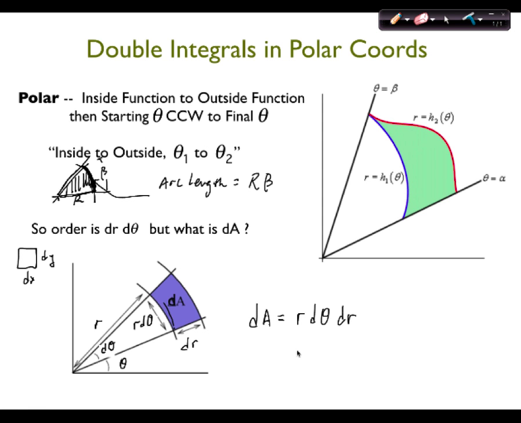But then normally, like we said, which do we do first, radius or angle? Radius first. So normally we'll write it as r dr d theta.